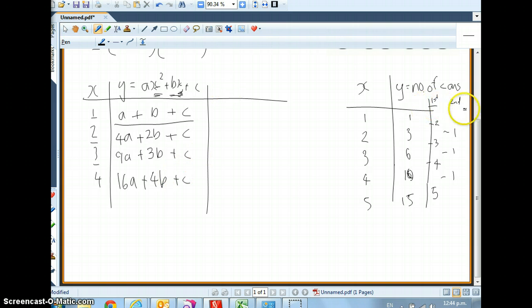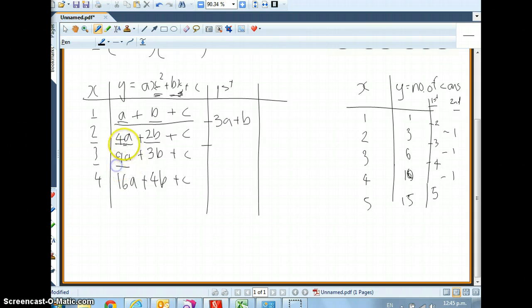Coming back to my first difference, as I did with my pattern over here, my first difference is always the second term minus the first term, or my third term minus the second term, or my fourth term minus the third term. That's how I find my first difference. So in this case, I'm going to take the second term and minus the first term. What's 4a minus a? What's 2b minus b? What's c minus c? Nothing.